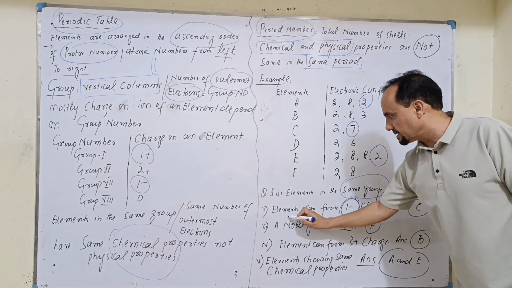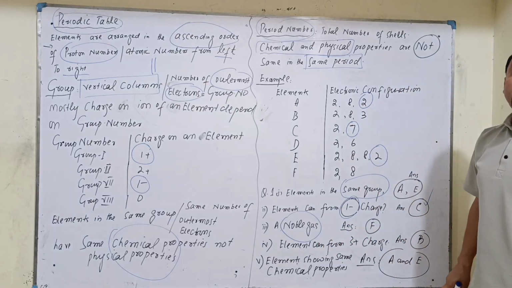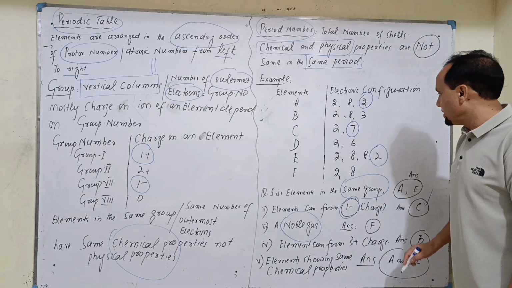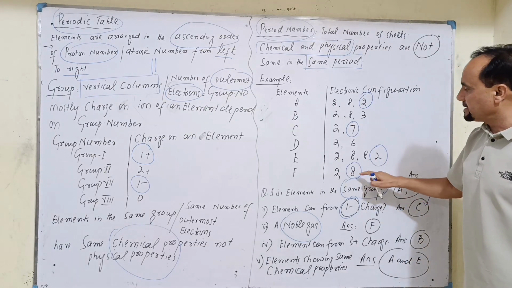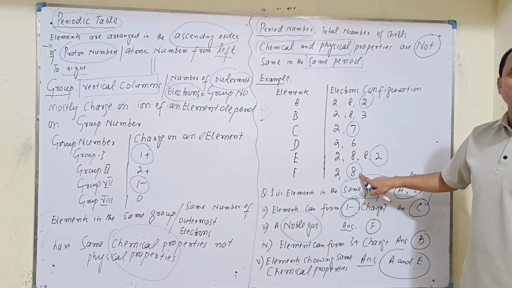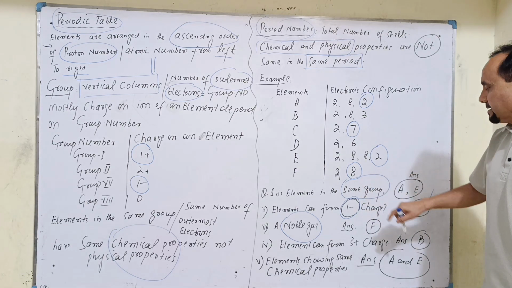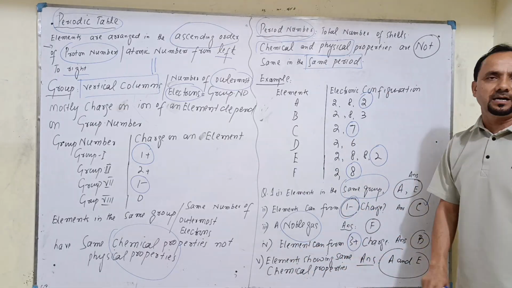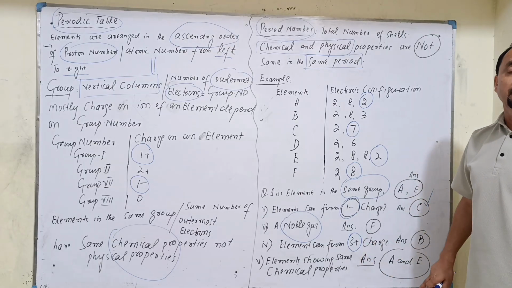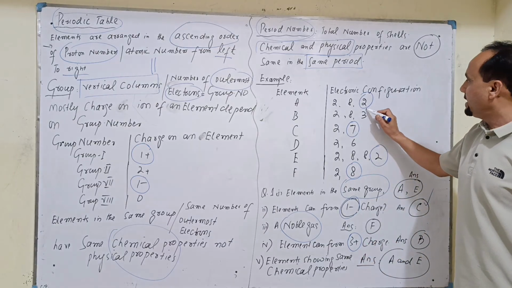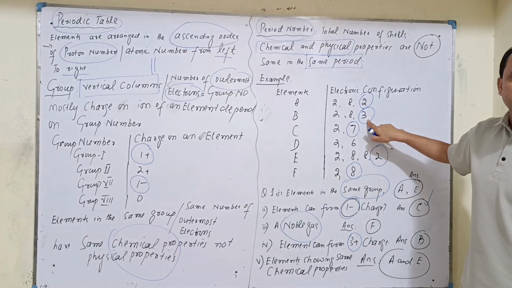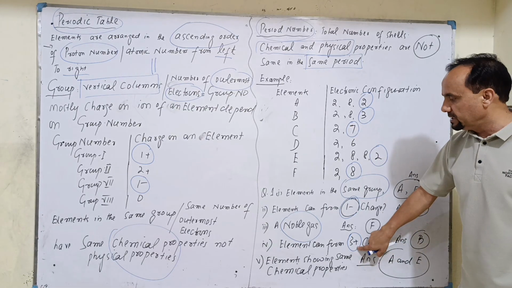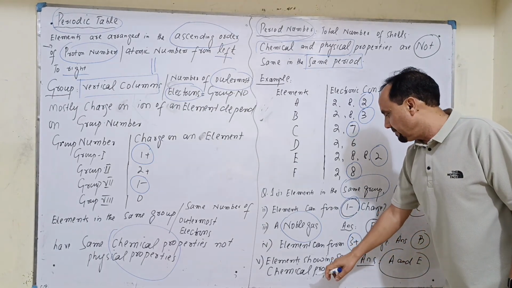Third question, a noble gas. A noble gas means a group 8 member, the element which has a complete outermost shell. So this is F. Look at element F. It has 8 electrons in the outermost shell. So the outermost shell is complete, an octet. So this is F. The fourth question is the element which can form +3 charge. What does it mean? It must have 3 electrons in the outermost shell, and this element is B. B has 3 electrons in the outermost shell, so it will lose these 3 electrons and the charge will be 3+.